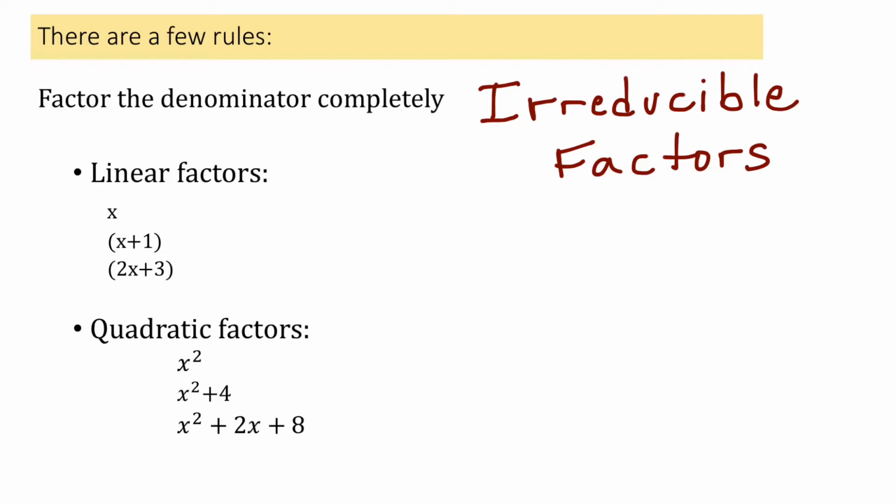So irreducible factors would look something like this if they're linear factors. Of course, linear factors have a degree 1 x in them, so these are linear factors, and quadratic factors have a degree 2 x in them. All right, so this factor right here, of course, could not be factored any further. That would be different if this was a minus there. This one here cannot be factored any further. So these are irreducible factors. So that's the first step, factor the denominator into irreducible factors.